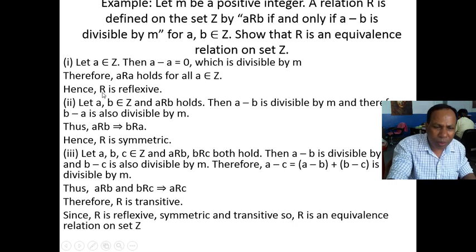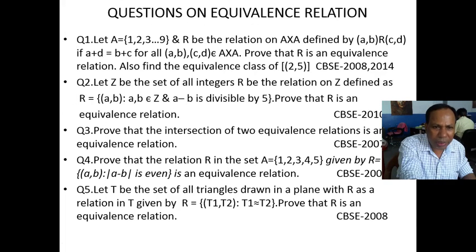We have already proved that it is reflexive, it is symmetric, and now we have proved that it is transitive. So R satisfies all these three properties: reflexive, symmetric, and transitive. So it is an equivalence relation in the set of integers. Now these are the questions for your homework.